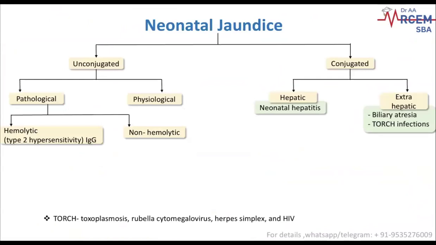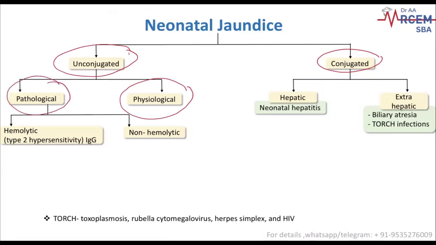Neonatal jaundice. Whenever there is neonatal jaundice in the less than 1 month age group, they come with jaundice, get an LFT done, see whether there is increased conjugated bilirubin or unconjugated bilirubin. If it is increased unconjugated bilirubin, it can be a physiological jaundice or a pathological jaundice.